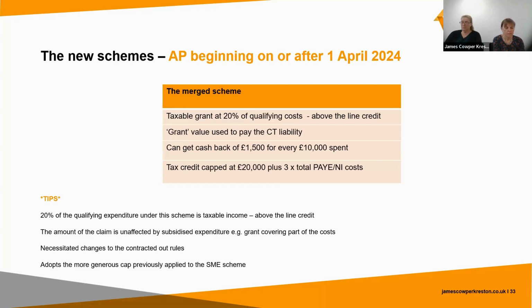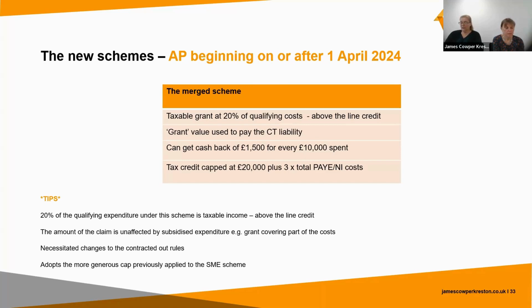Changes have been made to the RDEC scheme rules, though, to accommodate the merged scheme, where the cap applied to the scheme is brought in line with the loss-making R&D intensive SME scheme. You can see there that that's £20,000 plus 3 times the total PAYE and NI costs. And the cap exemption that we've just talked about will also apply to that scheme.